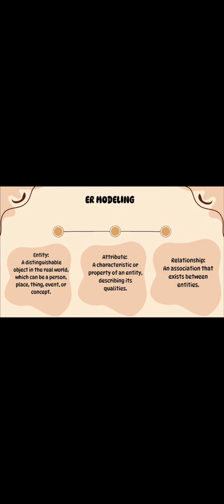Entity relationship modeling has three parts: the entity, attribute, and relationship. The entity is a distinguishable object in the real world, which can be a person, thing, event, or concept. The attribute is a characteristic or property of an entity describing its qualities. And a relationship is an association that exists between entities.